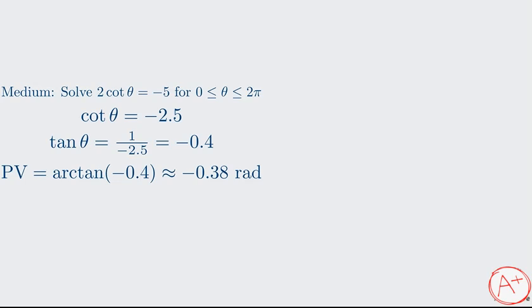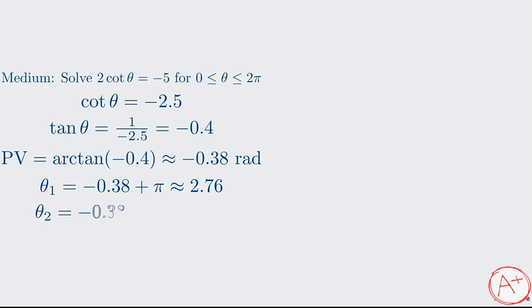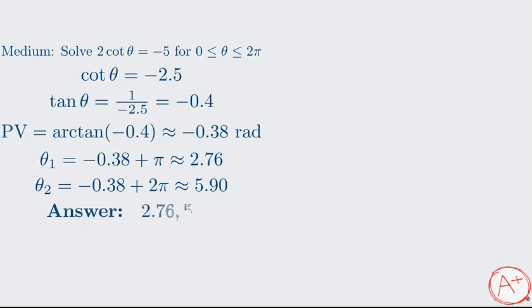Tangent is negative in the second and fourth quadrants. In the second quadrant, theta is negative 0.38 plus pi, which is 2.76. In the fourth quadrant, theta is negative 0.38 plus 2 pi, which is 5.90. The final answers are 2.76 and 5.90.